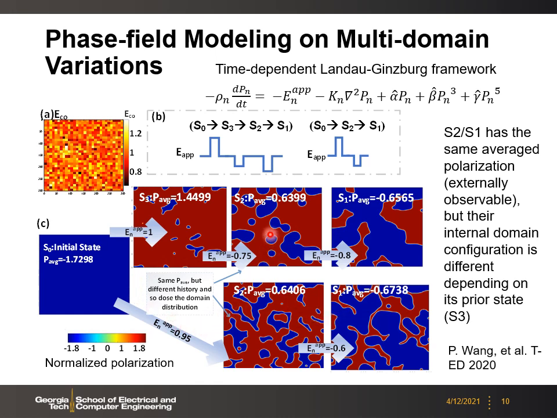If you compare the two loops at the same state, S2, they have a similar average polarization value, about 0.6, but the internal domain configuration is different. Later, when we switch to the S1 state, which also has a similar average value, about 0.6, the internal configuration again is different, and the voltage or electric field to switch from S2 to S1 is different in this larger loop versus this minor loop. This agrees with the experimental data we have shown earlier.